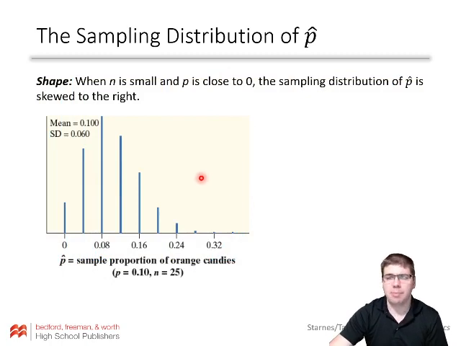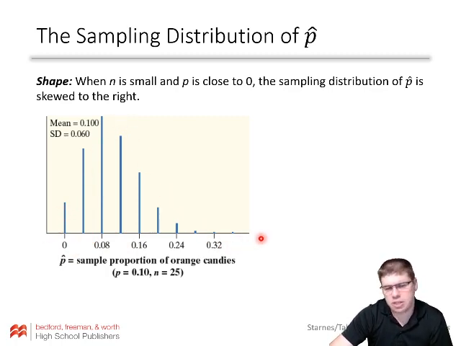So first of all, shape. When n is small and p is small, so when the sample size is small and the actual population proportion is close to 0, the sampling distribution is skewed to the right. In terms of the number of successes, 0 gives us a wall. We can't go below 0, and so we end up with a skewed right distribution. It's possible you might get a decent amount, but usually it's pretty low, clustered down near 0, and so we end up with a skewed right distribution.